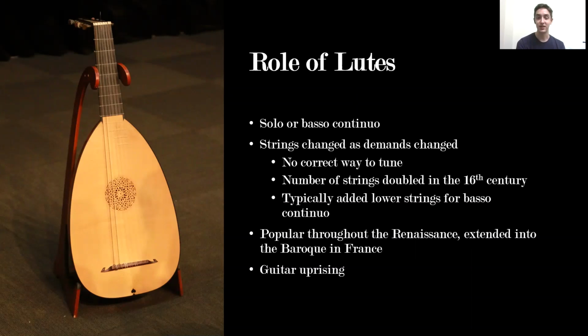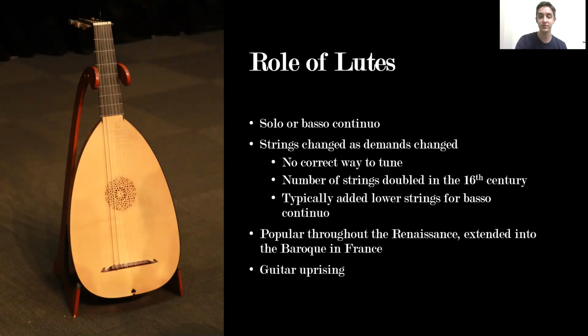It's popular throughout the Renaissance era and extended into the Baroque in France because they really liked the lute. However, that led to the guitar uprising as the lute became more and more complicated, while the guitar only has 6 strings and it is still being used today. However, the influence of the lute can still be felt in the guitar music that we see nowadays.